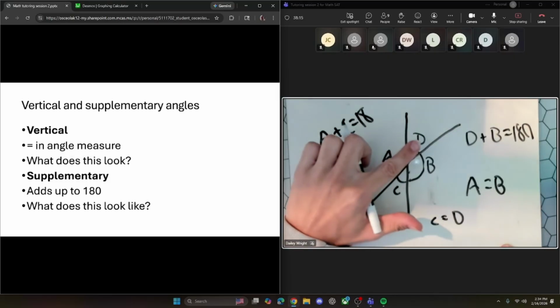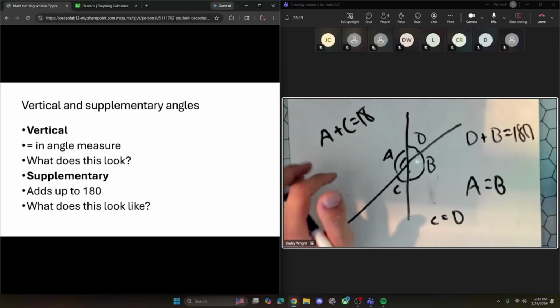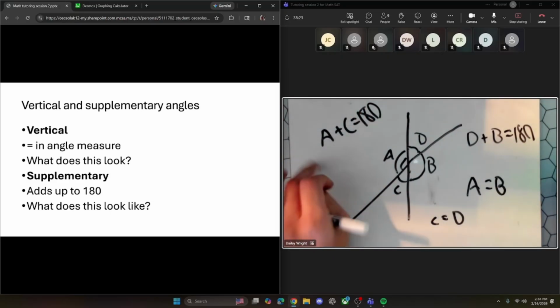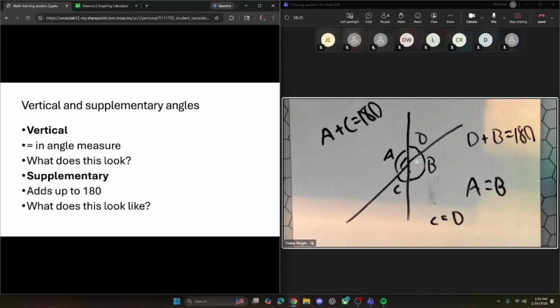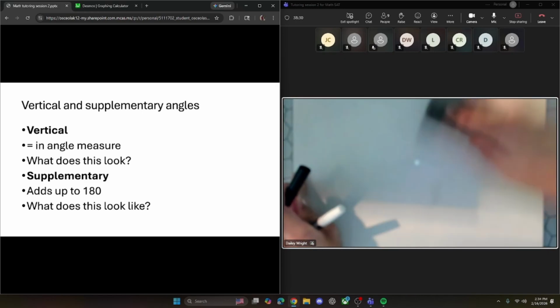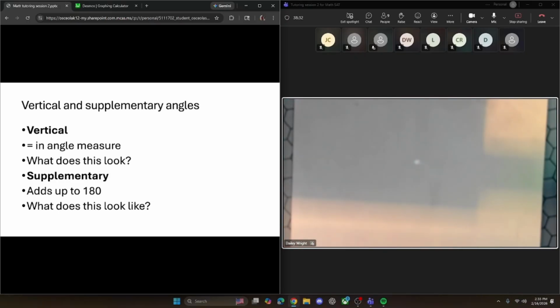Also goes the same for A and D. This is a line right here that's 180, so A plus D would be 180, and so would D and B. So that is what supplementary and vertical angles are. Vertical angles are the angles that are across from each other in an intersection, and they will be equal in angle measures. Supplementary angles are the ones that are next to each other in an intersection, and they will add up to 180 degrees.